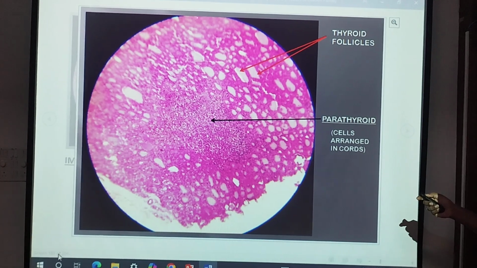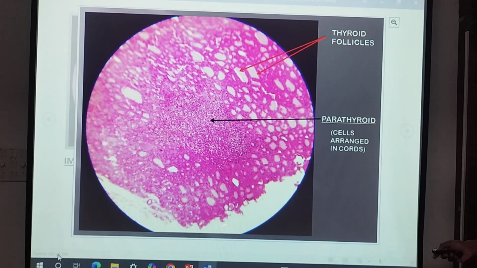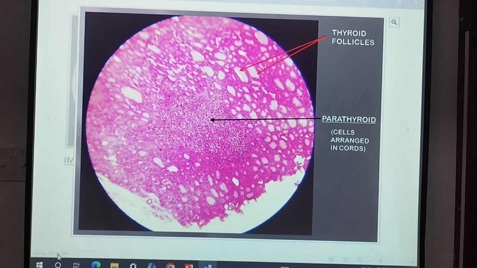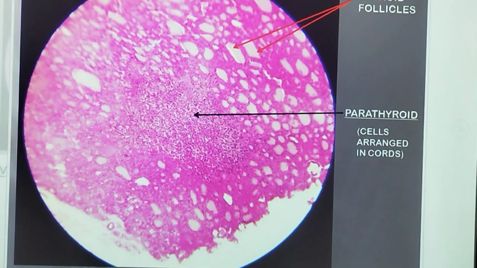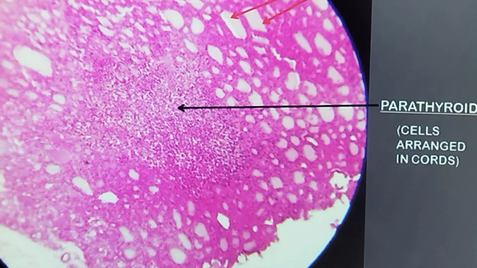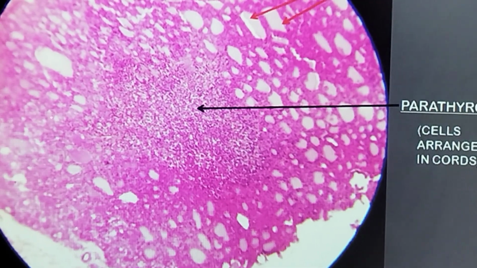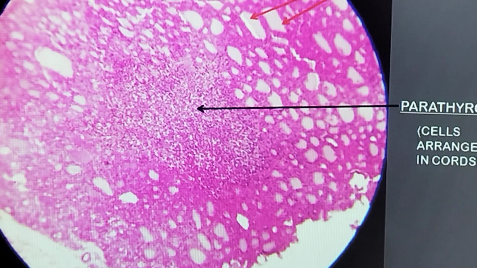Good morning, students. Today we will be discussing the histology of the parathyroid gland. So this slide, you can see, is very easy to identify because the parathyroid gland is embedded within the substance of the thyroid gland. So it is closely associated with the thyroid gland. So when you take a section of the parathyroid gland, you will see that the associated thyroid gland is also present.